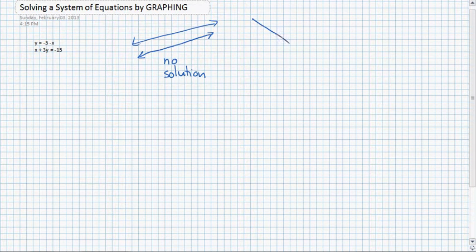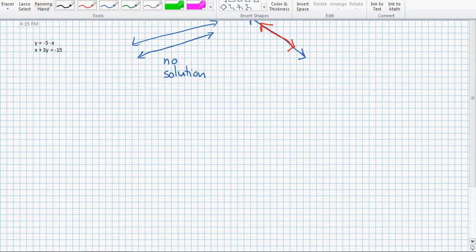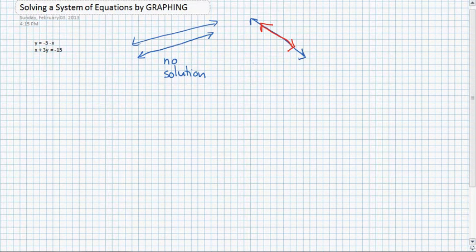Another thing that might happen is you might graph one line, and then you graph the second line, and it turns out that that second line is really the first line, the line that you already graphed. You end up with the same line. And if that's the case, you've graphed the same line two times, we say that there are infinite solutions. And this is because those two lines are intersecting everywhere. They have all those points in common.